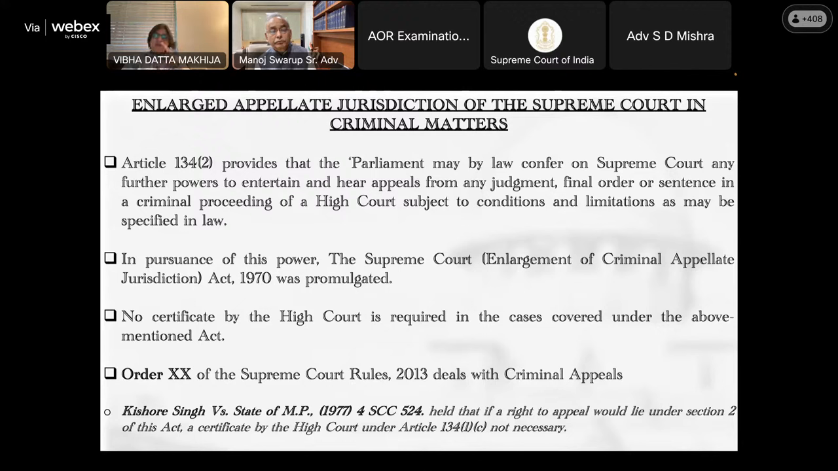And essentially, a certificate is usually required from the High Court to move an appeal against a criminal decision. But under the enlargement of the jurisdiction, that requirement is done away with. Then let's come to the next slide.